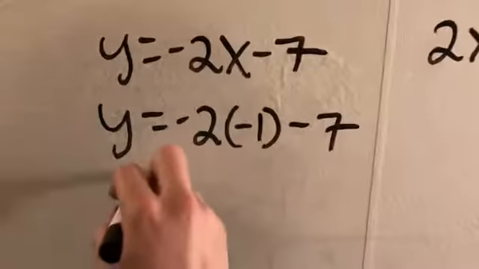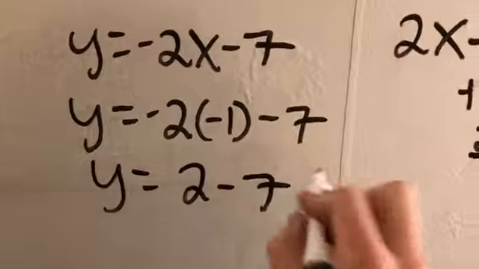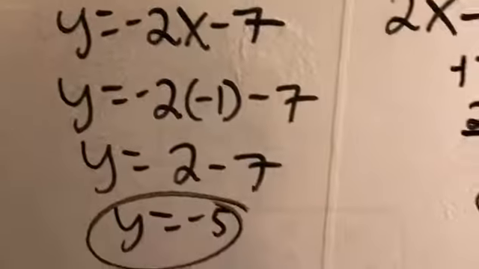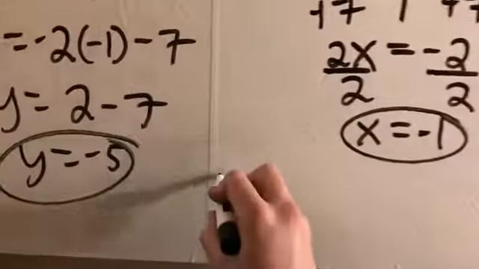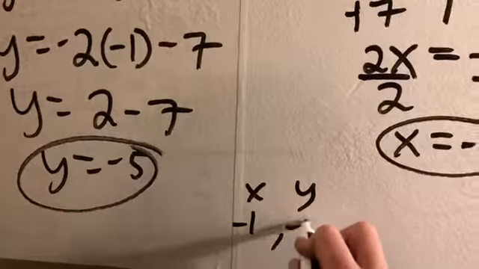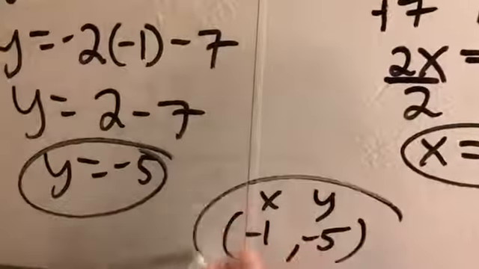Negative 2 times negative 1 is positive 2. 2 minus 7 is negative 5. And you always write your final answer as your x, comma, your y. So your x, comma, the y. And we're done.